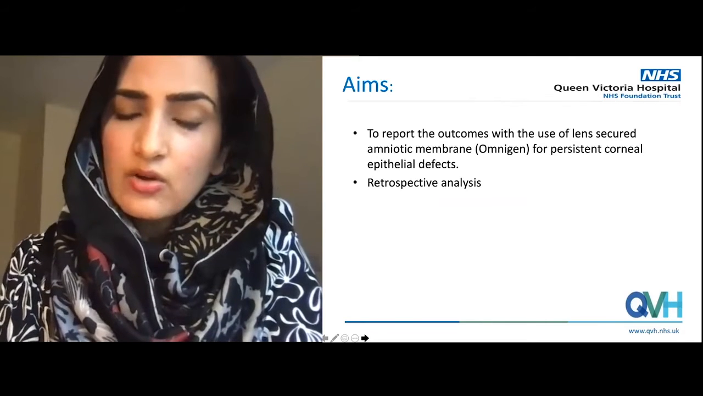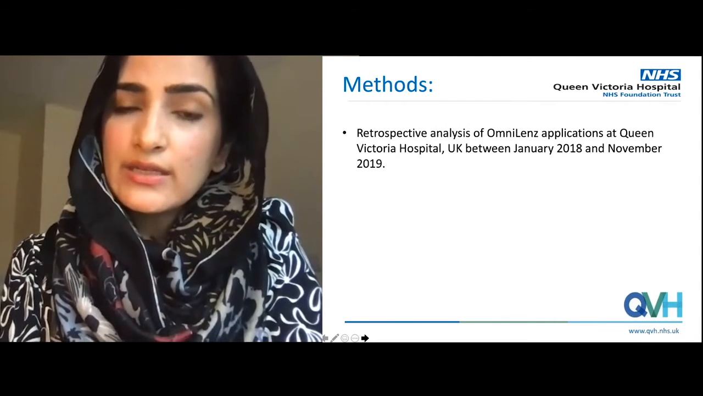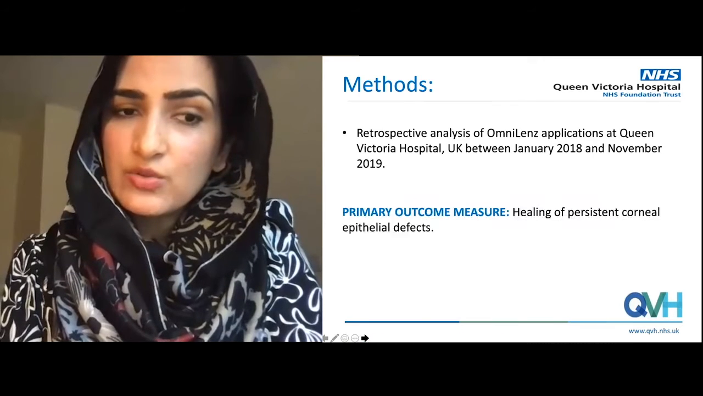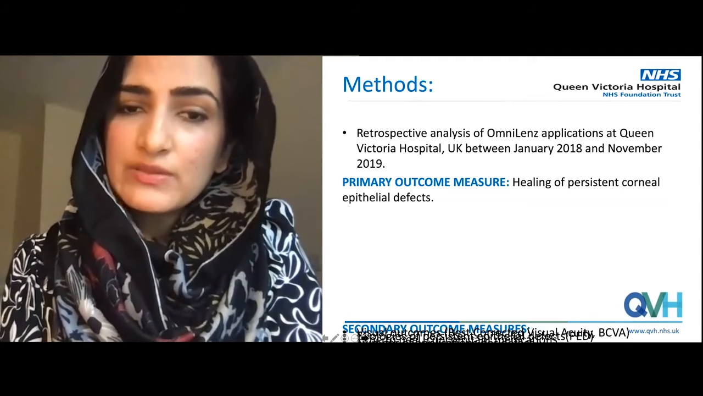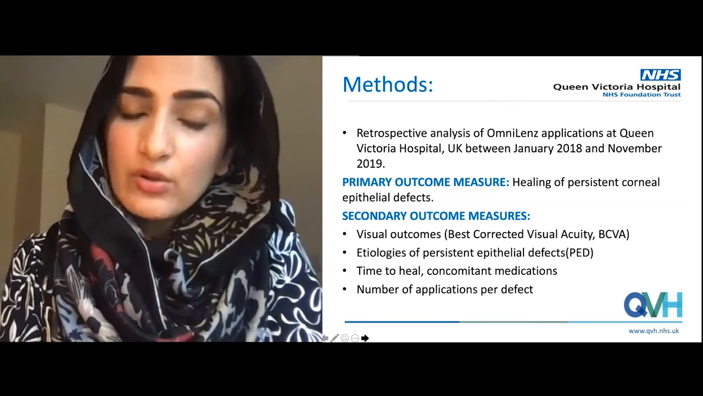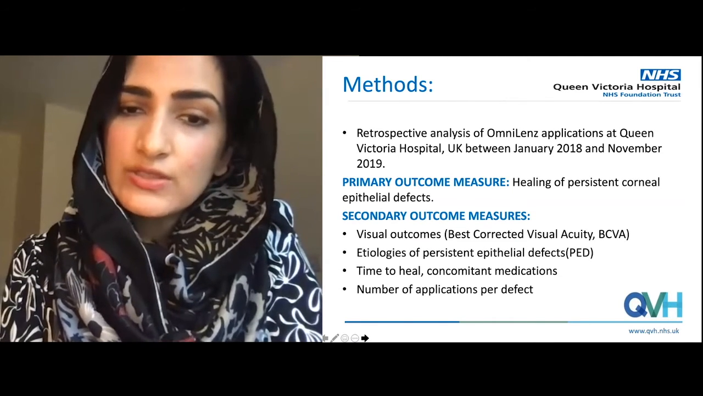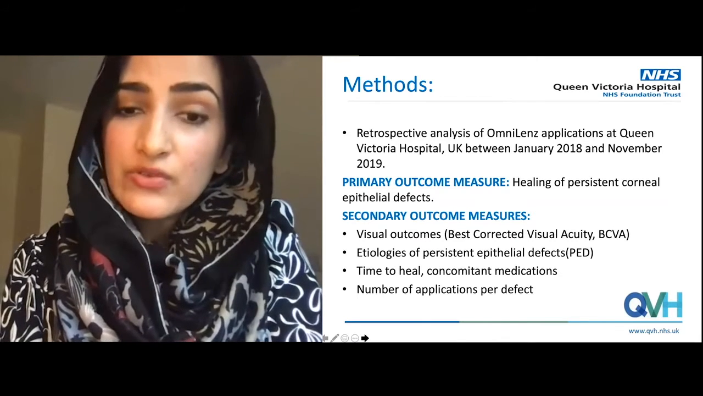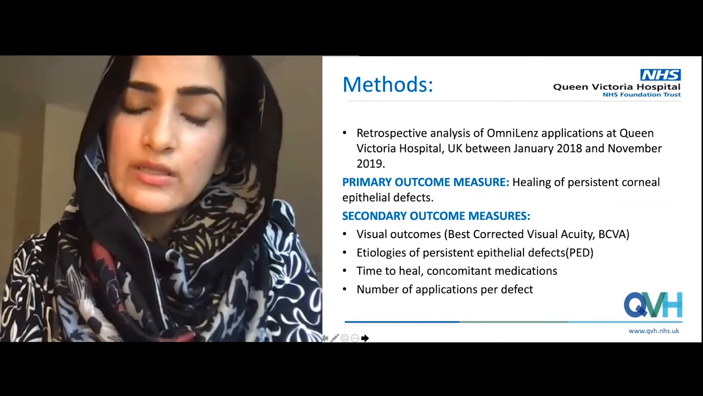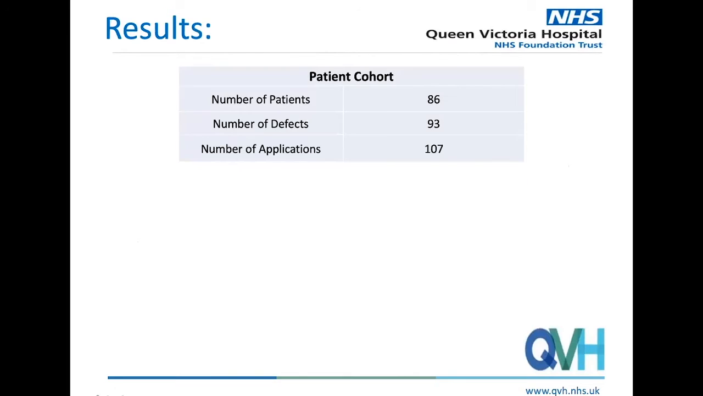We reported the outcome of persistent epithelial defect in a retrospective analysis done at Queen Victoria Hospital as well as Maidstone Hospital. Our primary outcome measure included healing of persistent epithelial defects. We also looked at best corrected visual acuities afterwards, etiologies of these persistent epithelial defects, time to heal, and concomitant treatment during the process of healing, and number of applications per defect.